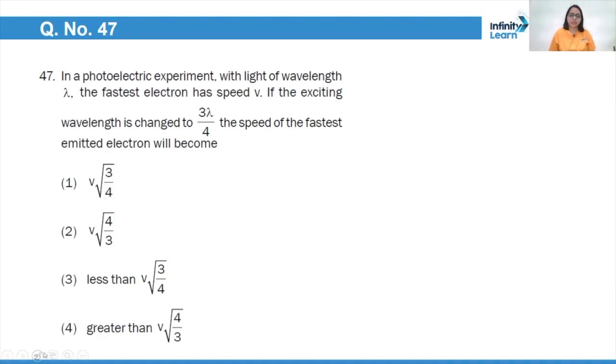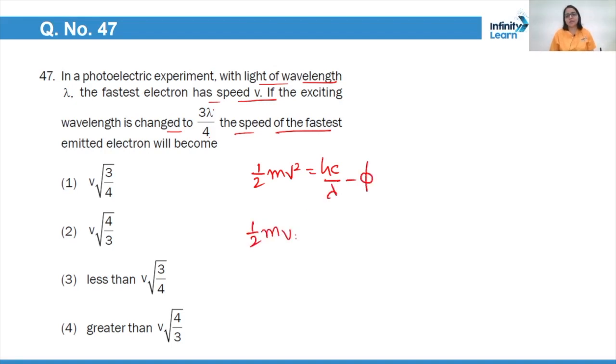Next is question number 47. In a photoelectric experiment with light of wavelength lambda, the fastest electron has speed v. If the exciting wavelength is changed to 3 lambda by 4, the speed of the fastest emitted electron will be. So we know that half mv square is equal to hc by lambda minus phi. For the second case, let's say it is half mv dash square is equal to hc upon 3 lambda by 4 minus phi. Right, so clearly you can see that v dash will be greater than under root of 4 by 3 into v. Right, so the correct answer will be option 4.